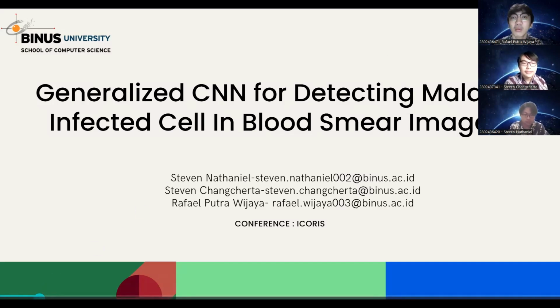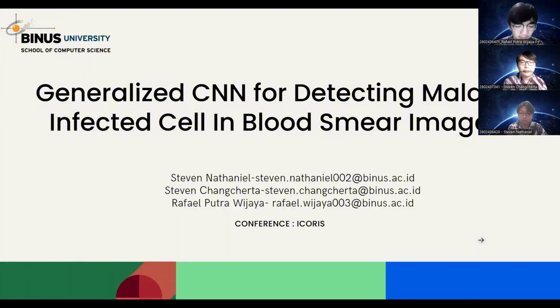My name is Stephen Changcherta and together with my colleagues Stephen Nathaniel and Rafael Putra Wijaya, we'd like to present our work titled Generalized CNN for Detecting Malaria Infected Cells in Blood Smears Image. This is our submission for ICORIS from Group 17 of BINUS University School of Computer Science.